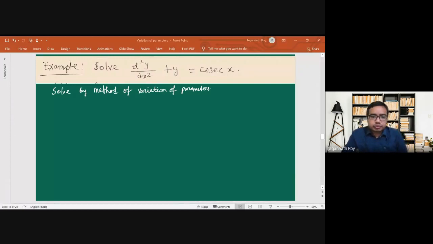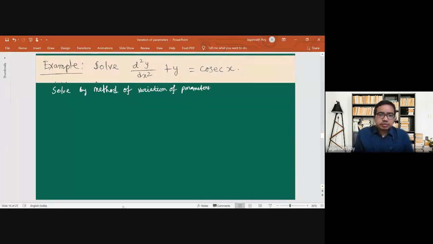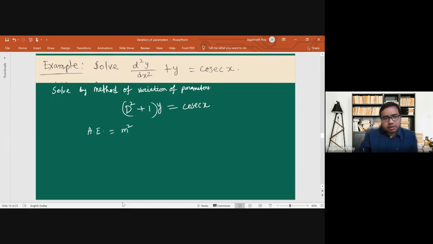So we are going to solve it by the method of variation of parameters. Let us use the D notation: (D square plus 1) into y equals cosec x. So the auxiliary equation will be m square plus 1 equals 0. So m equals plus minus i.